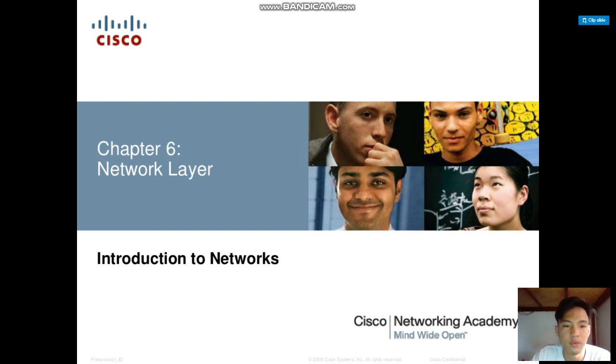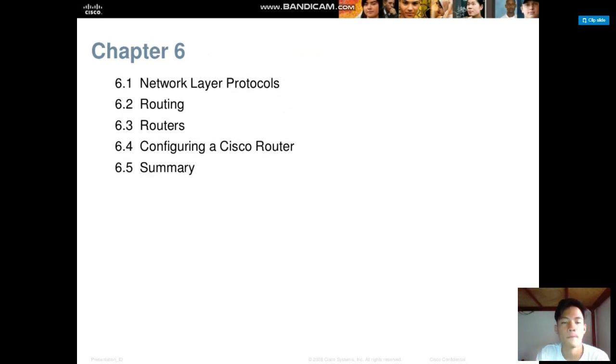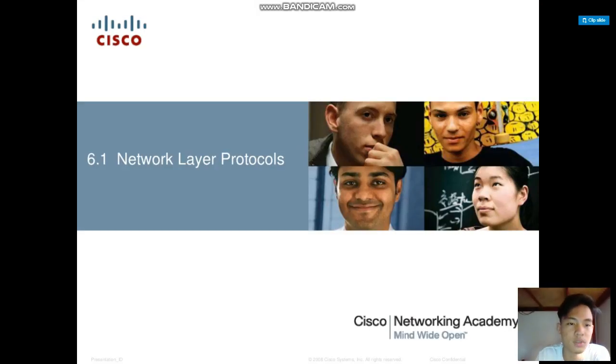Today we're here at chapter 6, the network layer, and we're going to discuss its summary. Chapter 6 has 5 sublayers, following the network layer protocols, routers, configuring a Cisco router, and the last one is the summary. So chapter 6.1, the network layer protocols.